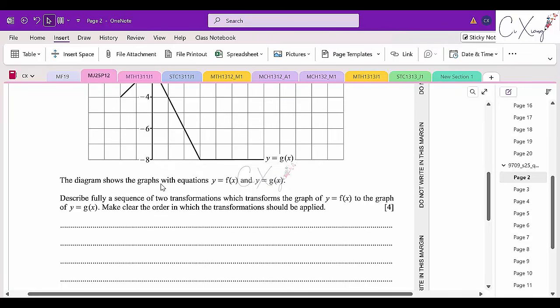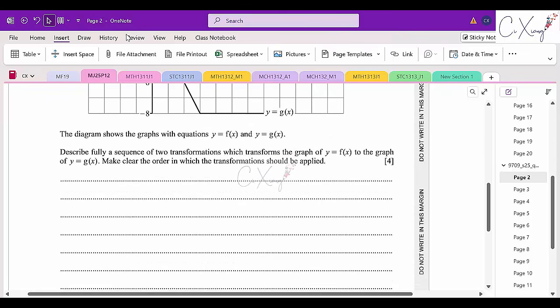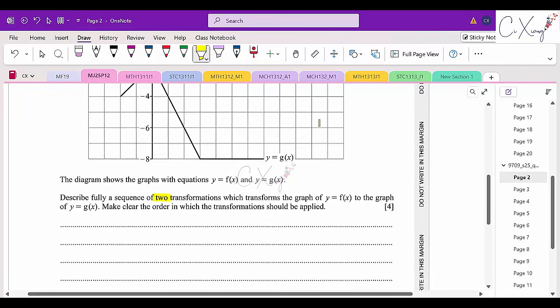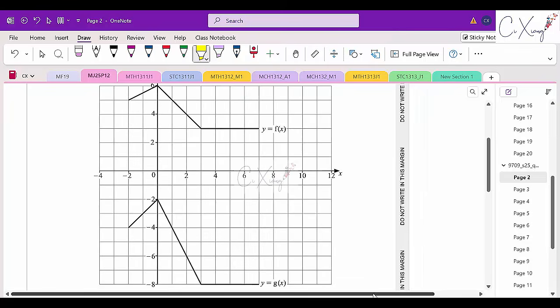The diagram shows the graph of the function f and also the function g. You can see this is function f and this is function g. They want us to describe a sequence of two transformations. Please highlight the keyword two transformations here, which transform the graph from f(x) to the graph g(x). Make clear the order in which the transformations should be applied. So there are two transformations involved in changing the function f to the function g.